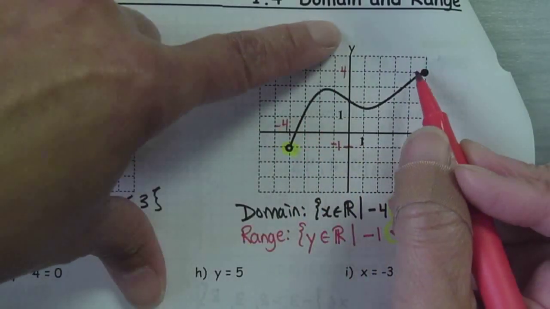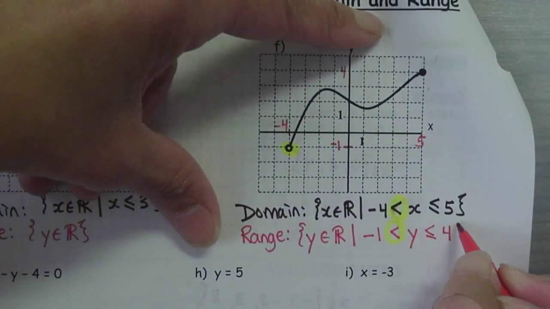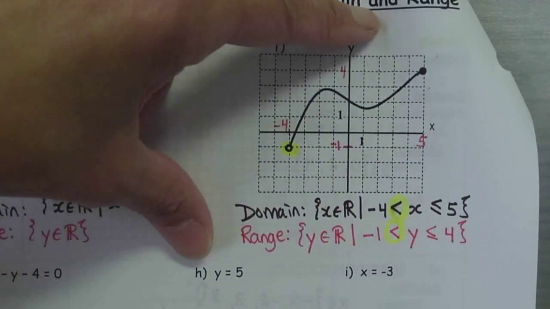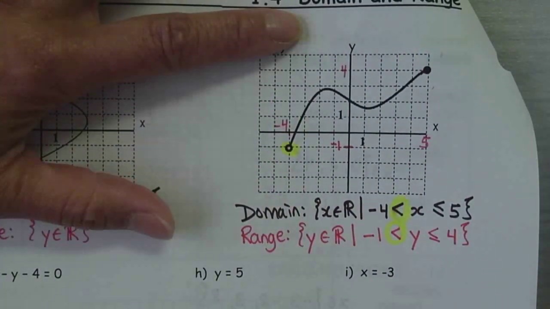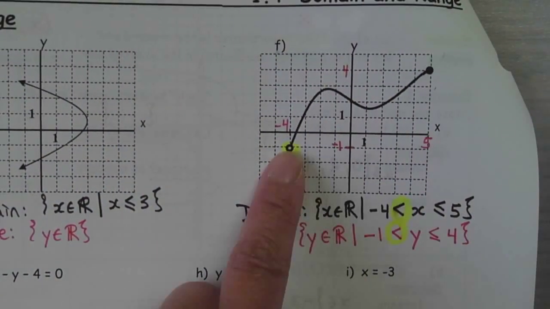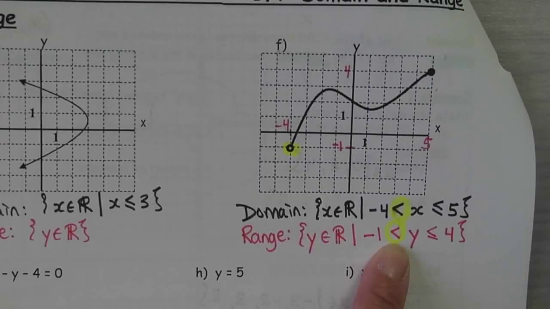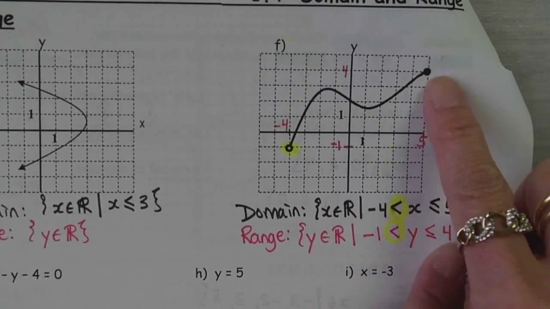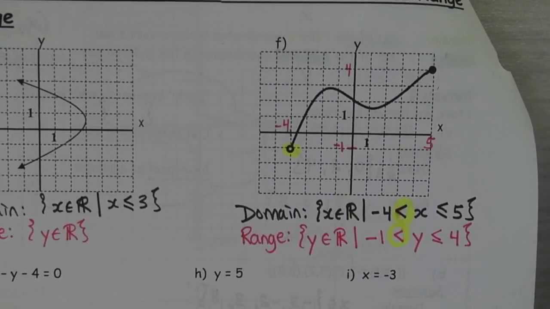Okay, so we got the Y, -1, and it goes all the way up to 4. Right, so then here, and it equals the 4. So you're describing this graph saying it starts at -1, it goes all the way up to 4. It starts at -4 and it goes all the way to 5. Again, when I started at -1, it was open, so I could not equal it. I got to the 4, and I could equal it because it's solid, so I can have it equal.